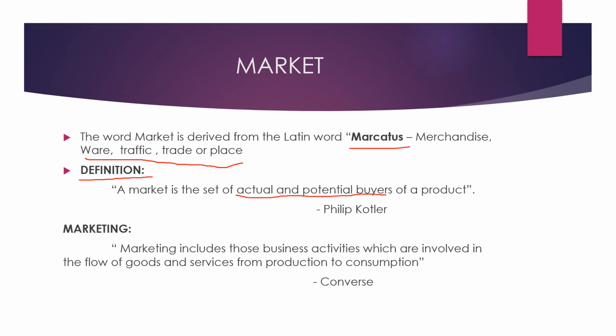So a market includes both goods and region in which buyers and sellers are in free competition with one another to exchange their goods and services. And then marketing. The word marketing includes those business activities which are involved in the flow of goods and services from production to consumption.